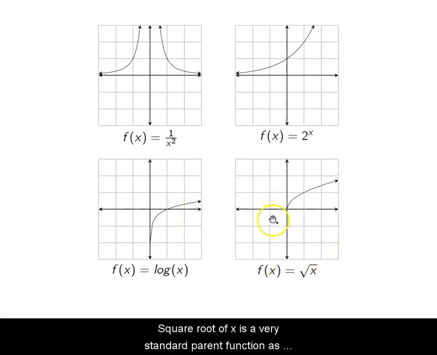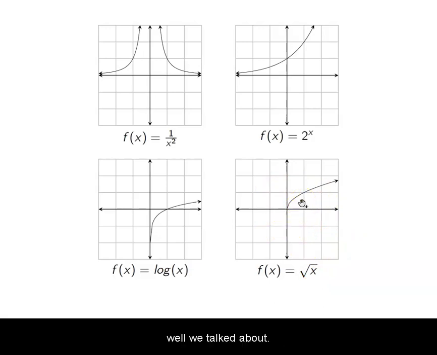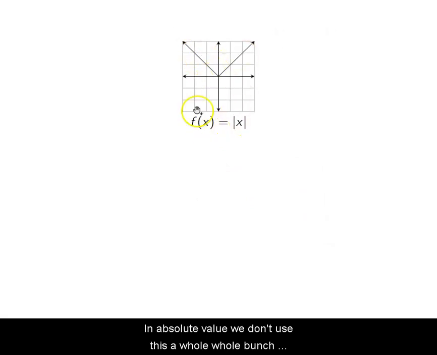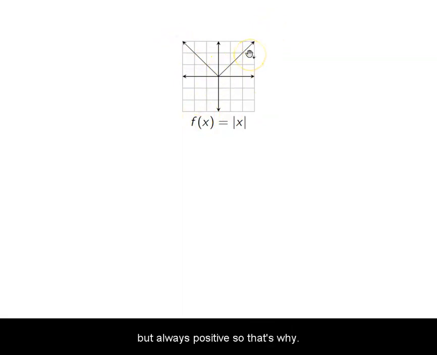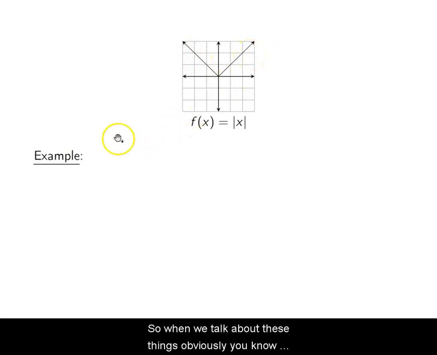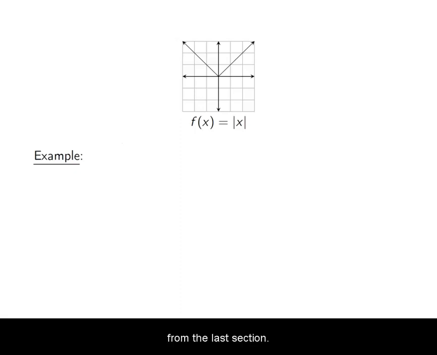Okay, square root of x is a very standard parent function as well. We talk about square roots quite a bit in this course, actually. And absolute value. We don't use this a whole bunch, but it is important to discuss. Okay, so it's really just a line, but always positive, so that's why it looks like a V, right? So when we talk about these things, obviously, from the last section, we're interested in transforming these things, moving them left, right, up, and down, making them wider, thinner, larger, smaller, things like that, right?